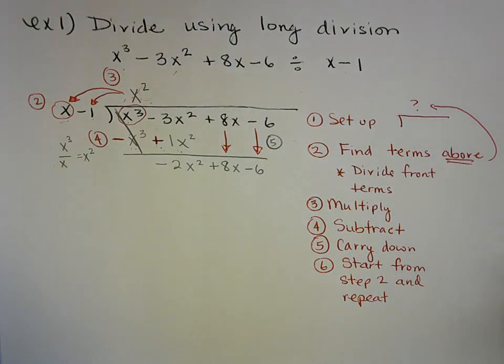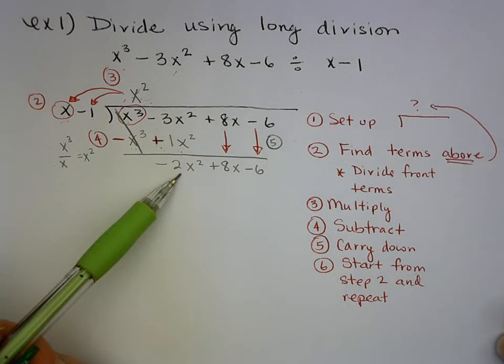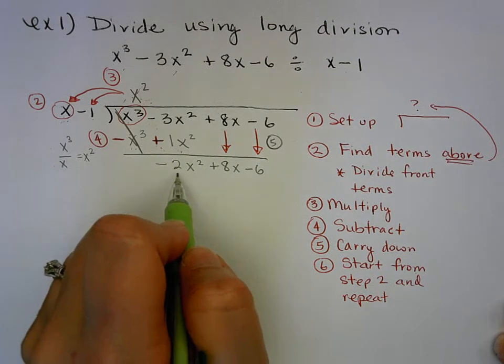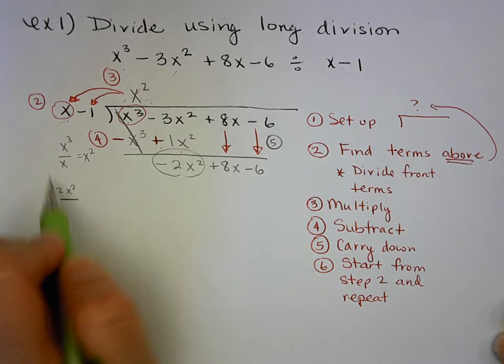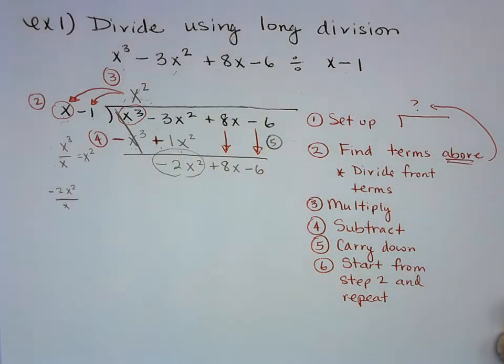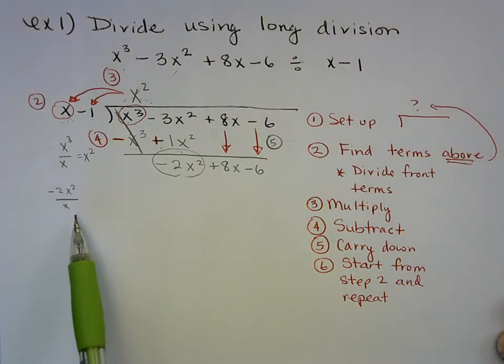So we're going to do the same things again. Okay, so we're going to find our terms above, so we're going to divide our front term. So this is our new front term here, negative 2x squared. So I'm going to take the negative 2x squared, and over here, divide it by the x. So I'm just starting over again. I have a new front term, so negative 2x squared divided by x.